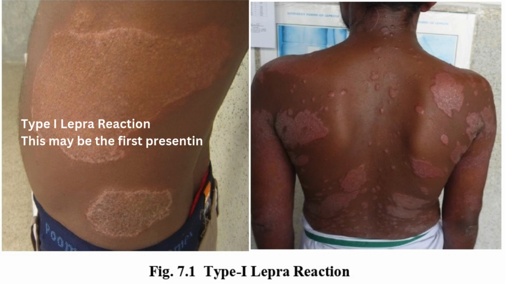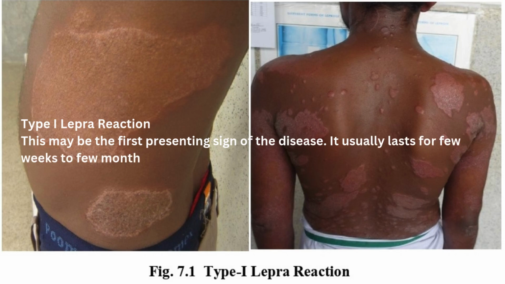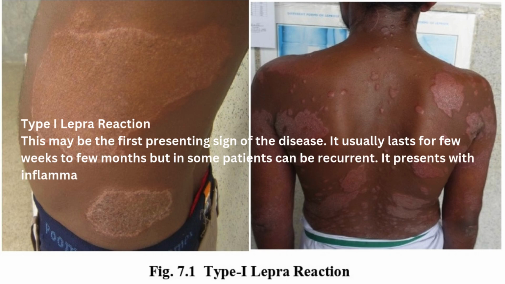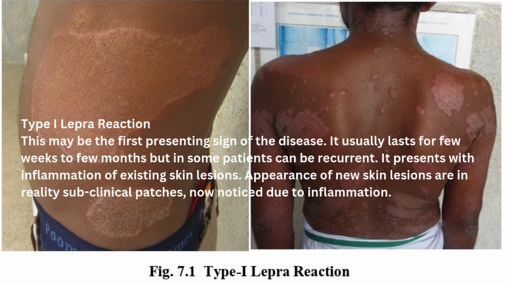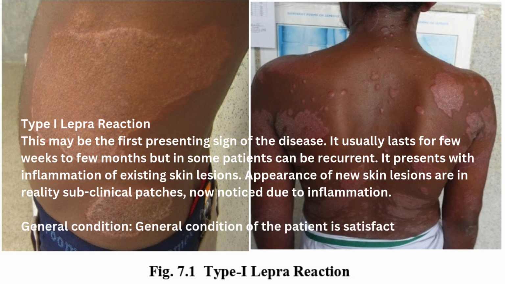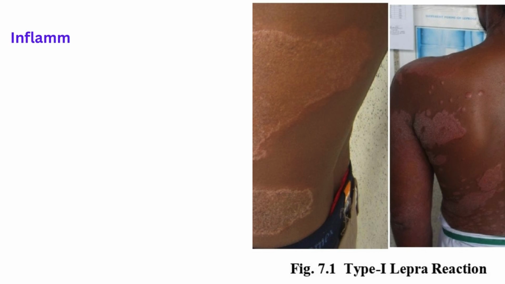Type 1 lepra reaction. This may be the first presenting sign of the disease. It usually lasts for few weeks to few months, but in some patients can be recurrent. It presents with inflammation of existing skin lesions. Appearance of new skin lesions are in reality subclinical patches, now noticed due to inflammation. General condition of the patient is satisfactory. Usually there is no fever and patient does not feel ill.